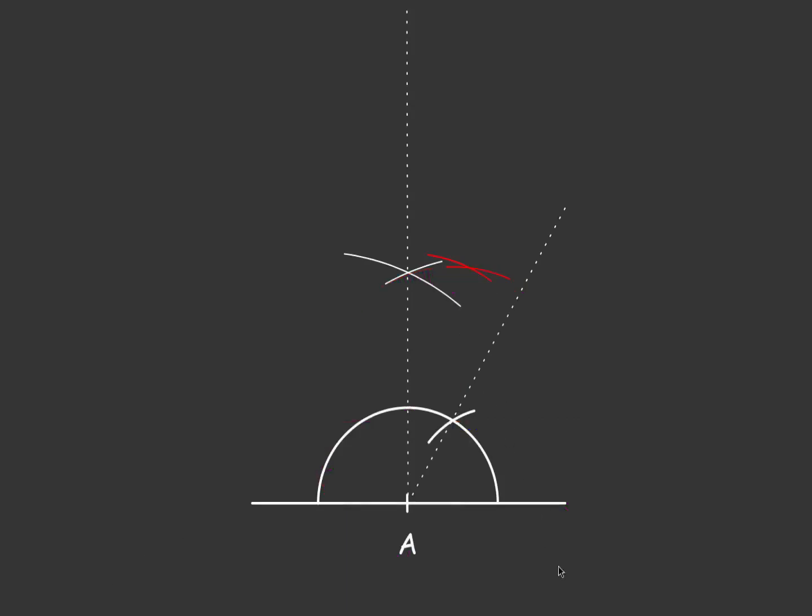You see? So all we need to do now is to draw our straight line from the point A through the point of intersection. You see? So this is our straight line. And you realize that it bisects this angle we have here. It divides it into two.